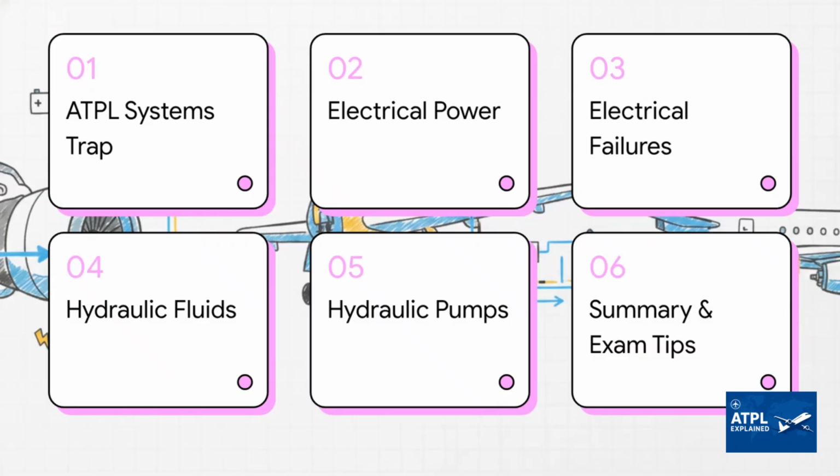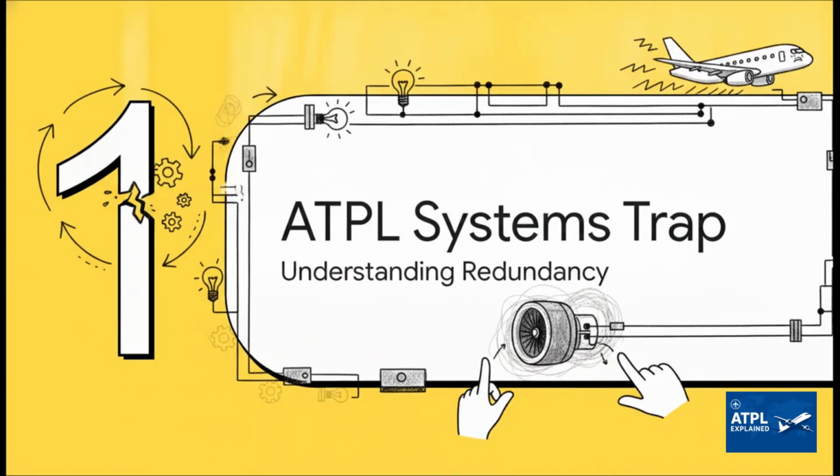Okay, let's dive right into this. We'll start with the ATPL systems trap, then move on to electrical power and distribution, electrical failures and protections, hydraulic fluids and properties, hydraulic pumps and components, and finally, we'll wrap up with a quick summary and some key exam tips. All right, Part 1, the ATPL Systems Trap and Understanding Redundancy.